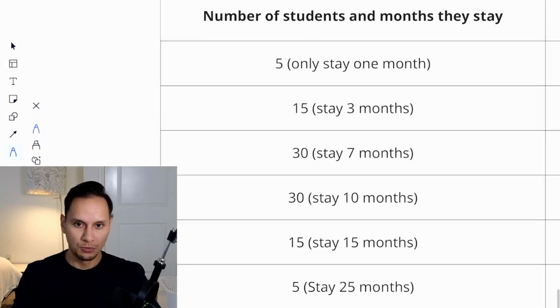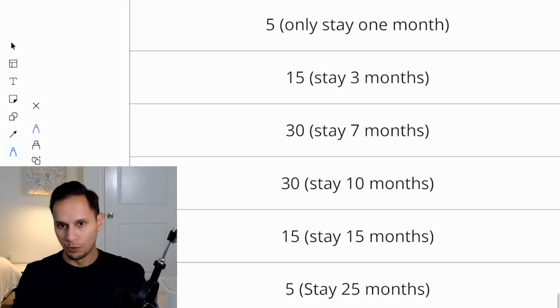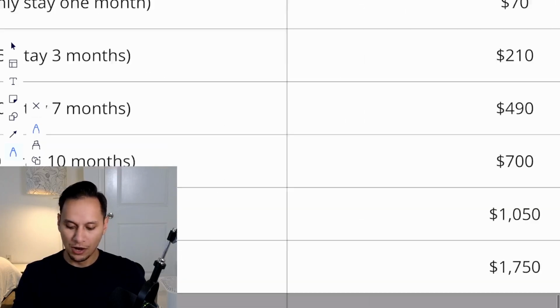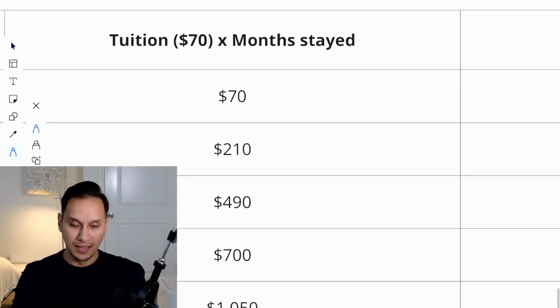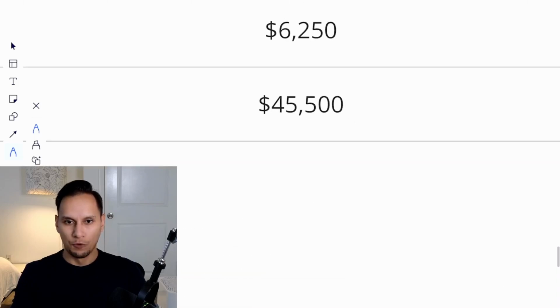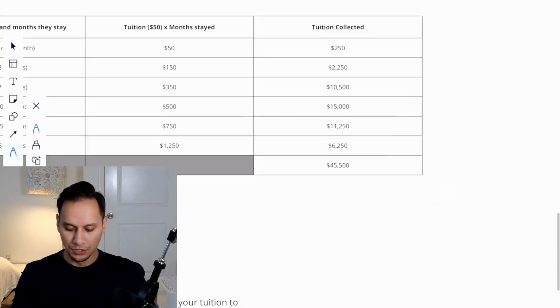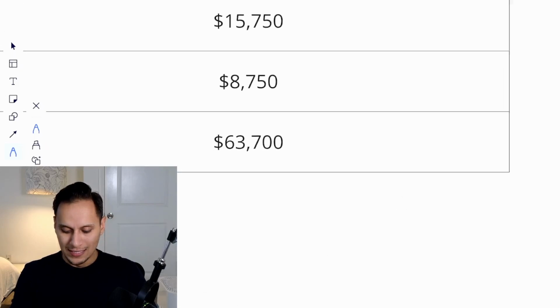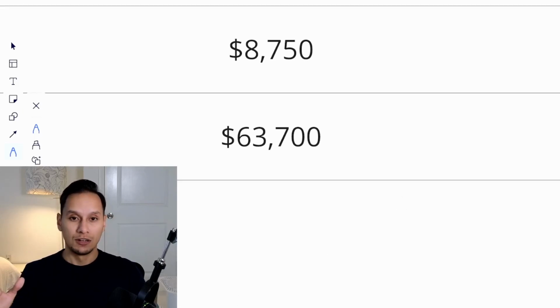The numbers right here stay the same. 5 stay with you for 1 month, 15 for 3 months, etc. And then instead of collecting 50, you collect 70. Instead of collecting $45,000 at the end, you end up getting $63,700. So you invested $8,580 and you made back $63,700. That's how you have to think about this.